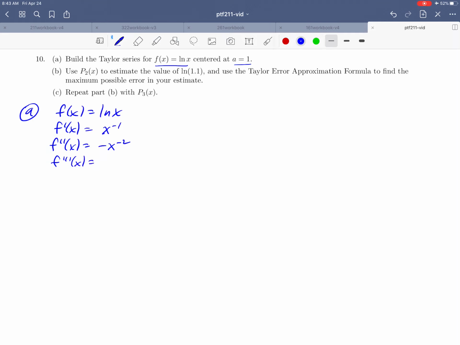Okay, and keep doing this. So let's see, derivative of that would be 2x to the negative 3. Let's do one more. So the fourth derivative is negative 6x to the negative 4. And we could continue if we wanted to, but I think 4 derivatives will do. And then the next step is just to take the value of a and substitute it into these derivatives.